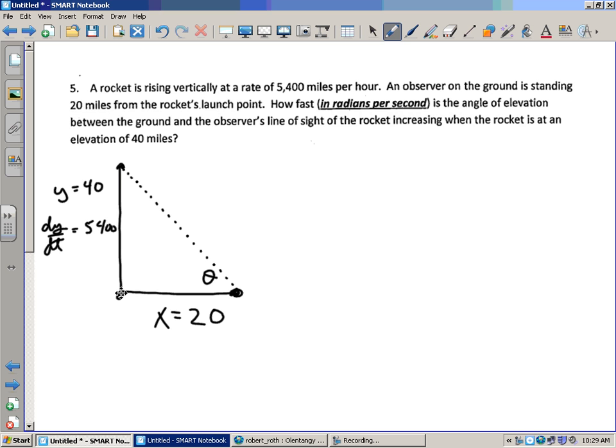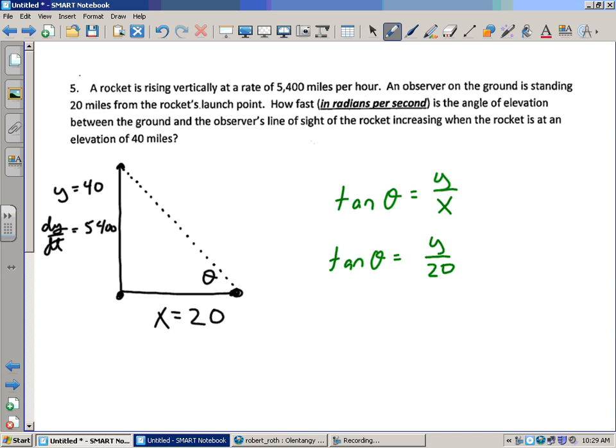So let's model this situation. We have a right triangle, so we can use right triangle trig. And we'll use the tangent function. Anytime in related rates, if a side is constant, then we may plug in its value at the moment. So since the distance between the observer and where the rocket was launched from doesn't change, it's always 20, we'll substitute in 20 for x.